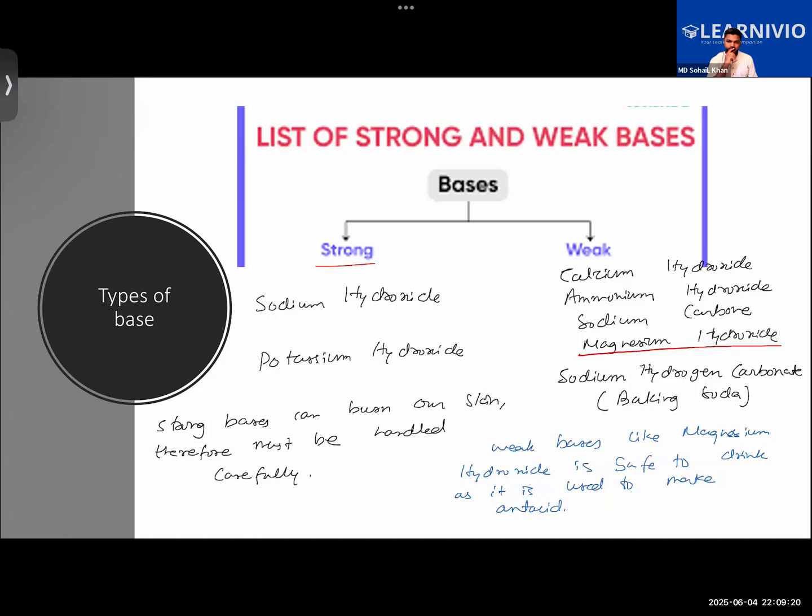Sir, the last part, sodium hydrogen carbonate is for only baking soda? Yeah, it's the chemical name of baking soda.